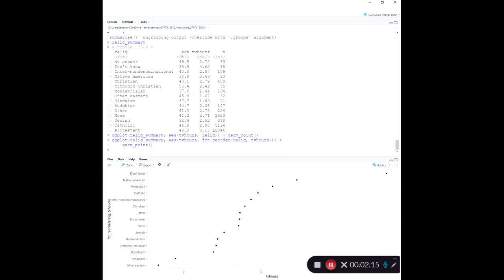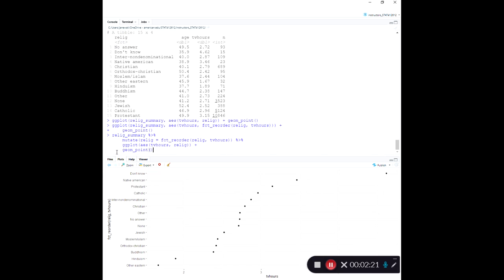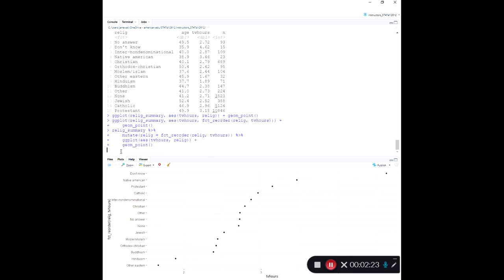I could also do a mutate instead. So instead of just doing it in the plot, I could do a mutate, where I'm setting religion to be the reordered version of the religion and then plot it. So I can do it the same way.